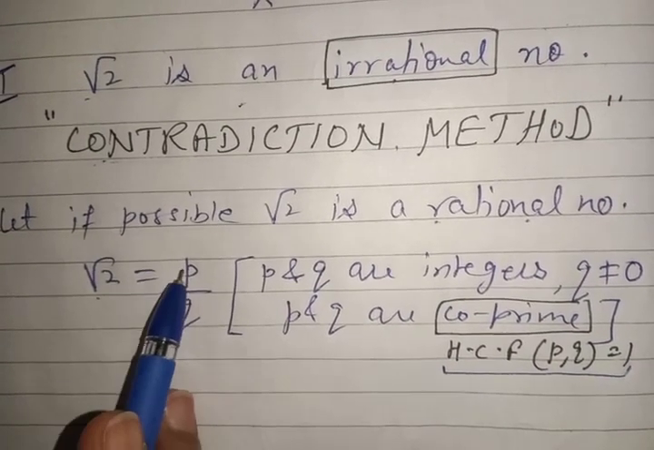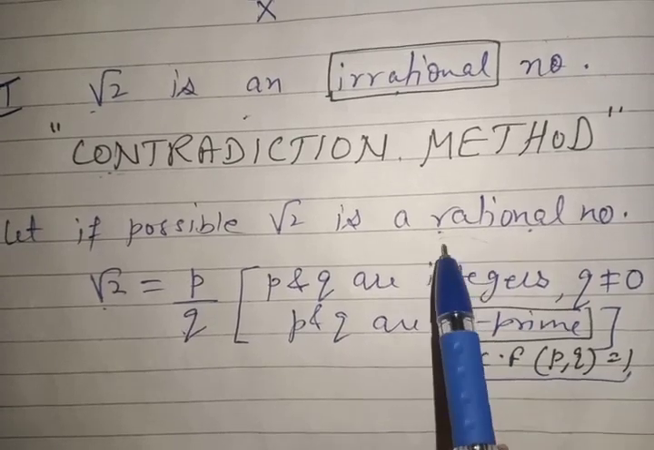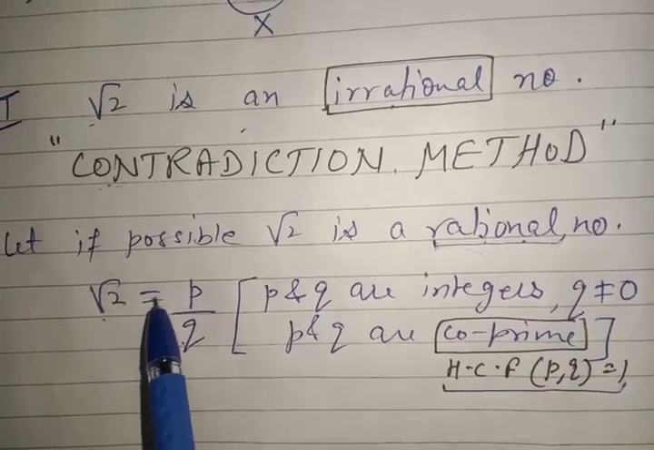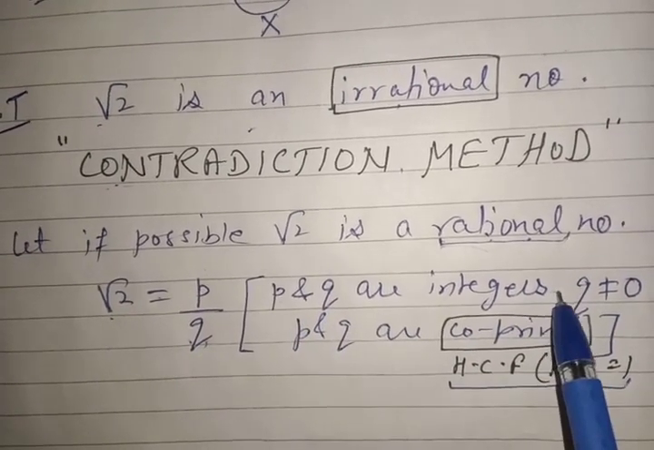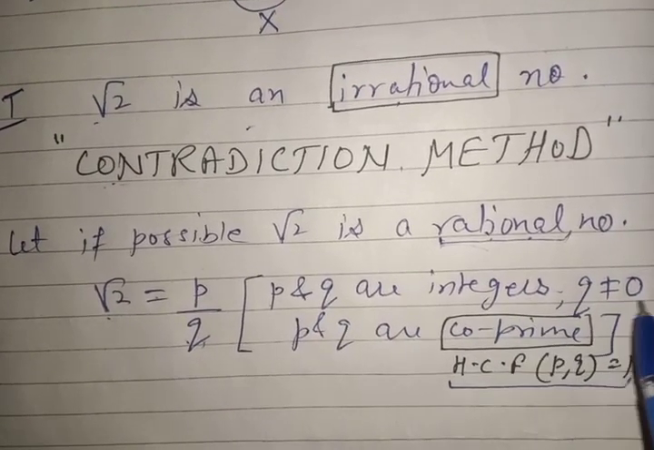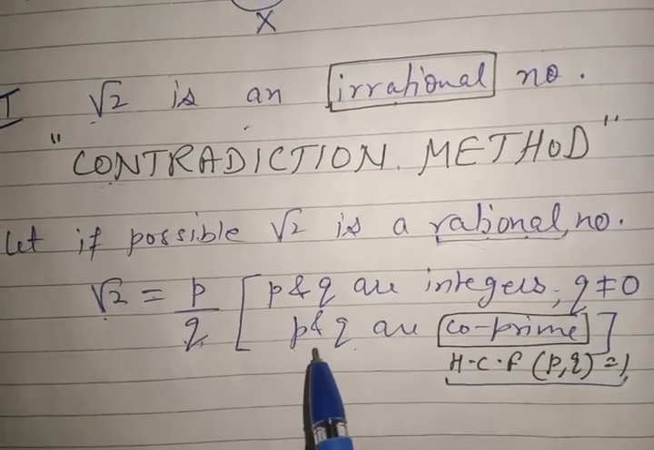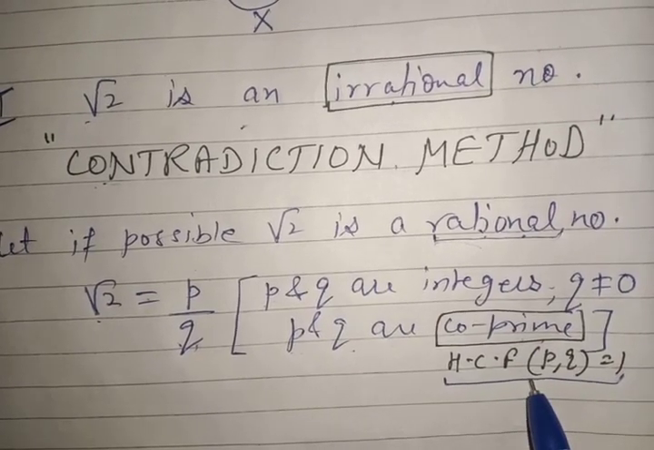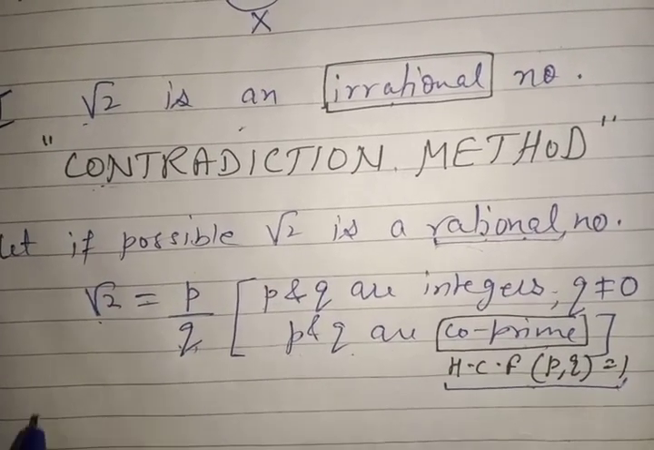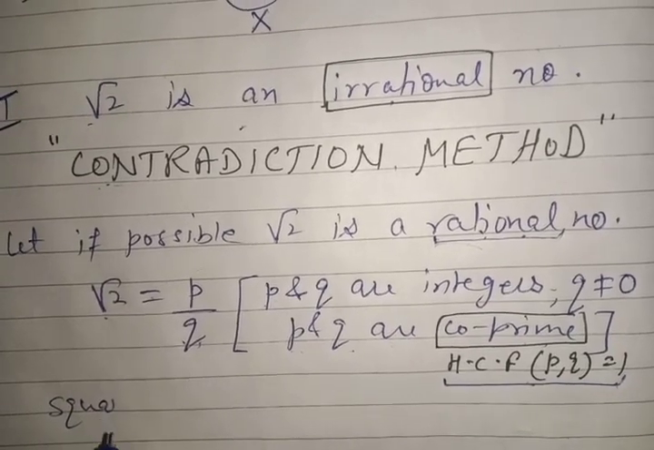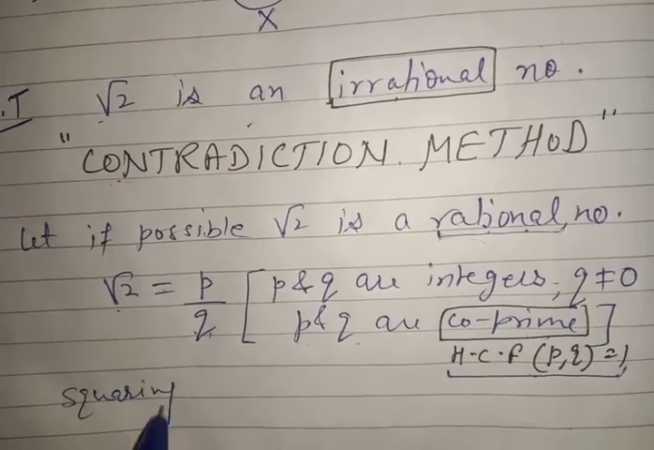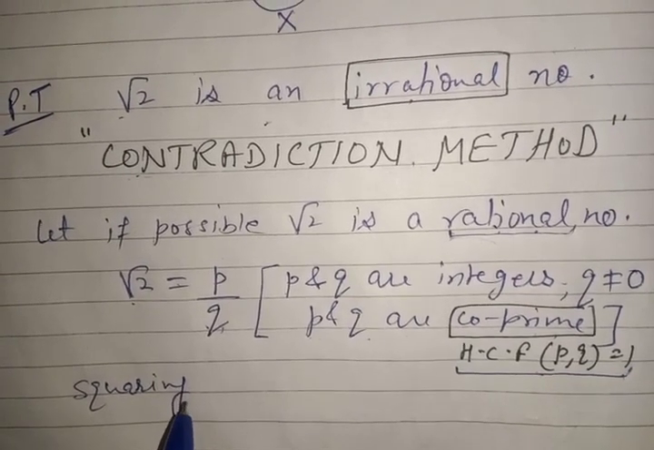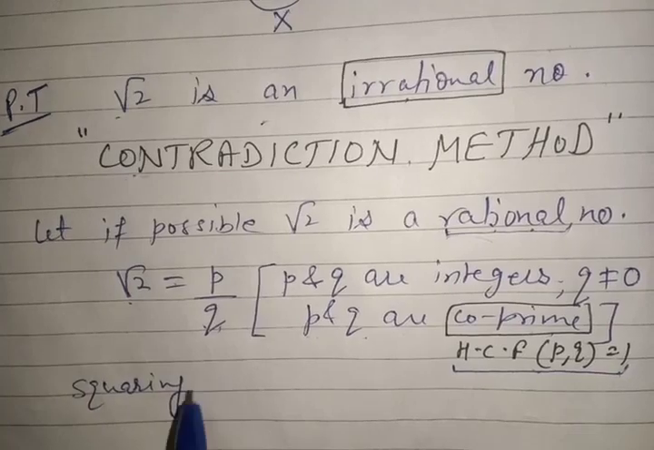So root 2 is P by Q, because we have supposed root 2 is a rational number. Root 2 is rational, it means root 2 can be written as P over Q. This is the complete definition of rational: P and Q are integers, Q is not equal to 0, and one more thing, P and Q are co-prime. The meaning of co-prime is that the HCF of these two is 1. For exam purposes, you need to learn these steps. Presentation should be exactly the same as I am doing.